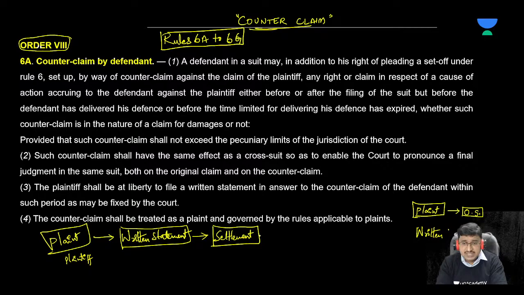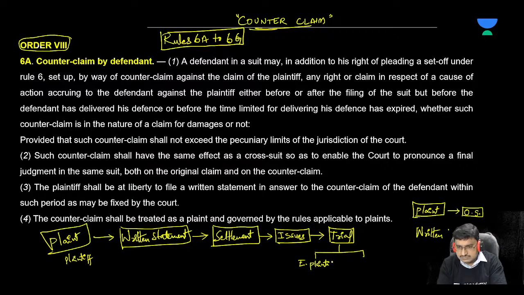If both the parties report no settlement, then the court may post this matter for framing of issues. Once the court frames the issues, or any party to the suit may also file draft issues, based on the draft issues the court frames the issues. Once the issues are framed by the honorable court, the suit is posted for trial. Friends, trial means evidence of the plaintiff and evidence of the defendant.